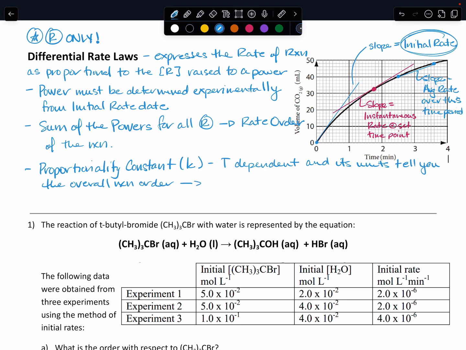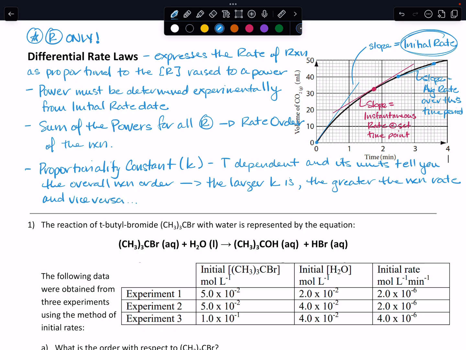Generally speaking, the larger k is, the greater the reaction rate, and vice versa.